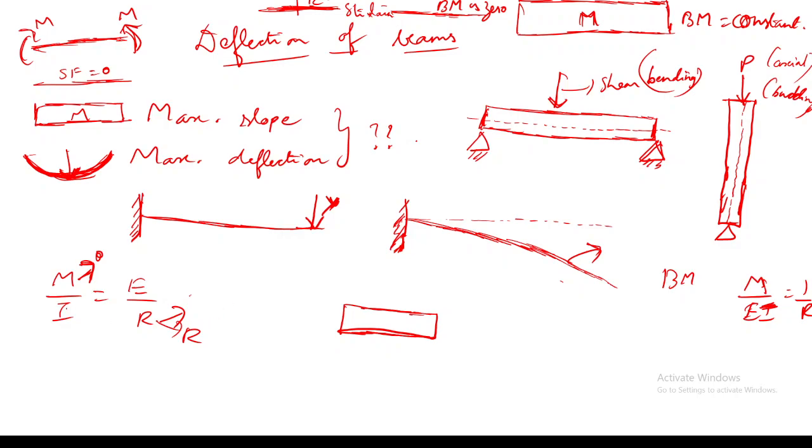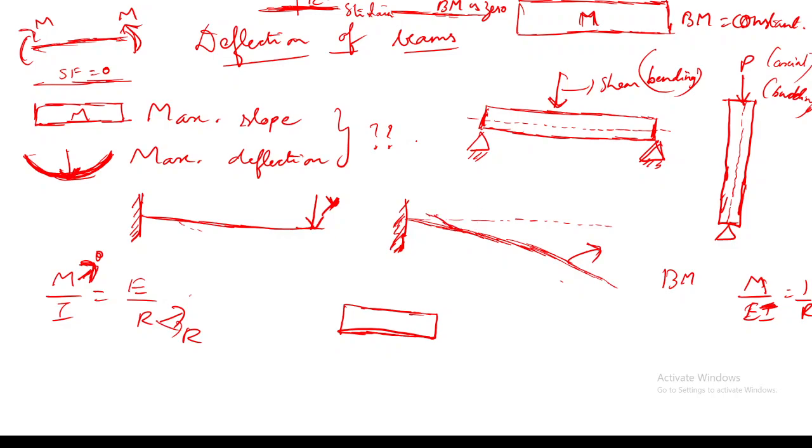And for example, if the bending moment varies, what will be the radius of curvature? It will be like a parabola. At each point you will be having different slope and different deflection. That is the thing I want to say here.